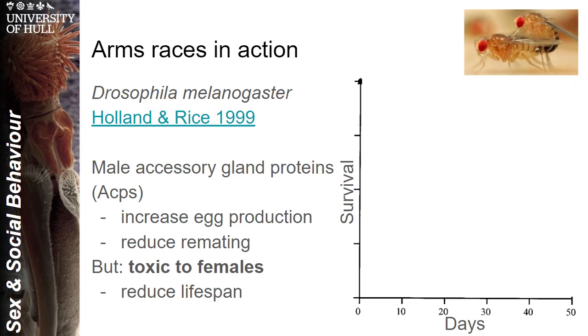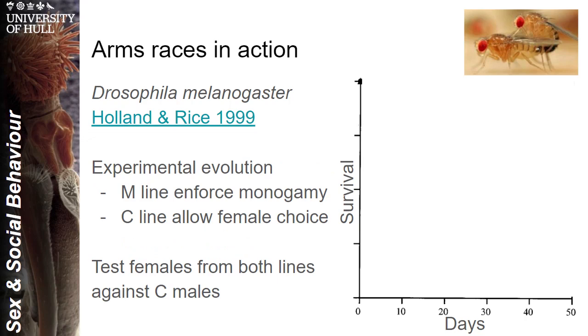So obviously that's beneficial to the male who's just mated with her. He wants her to dump all of her eggs right now and not save any for later, because he wants to sire them all. And at the same time, though, these proteins are toxic to females. They reduce her lifespan. So the way they detected that was by creating 2 lines of experimental evolution.